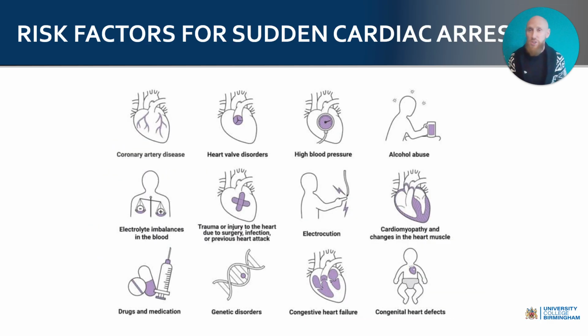Now, sometimes there's a bit of a question mark around why some of the sudden cardiac arrests happen. So these are some of the reasons why. There might be some coronary artery disease, some heart valve disorders, high blood pressure, alcohol abuse, electrolyte imbalances in the blood. There may be some trauma to the heart. So they might have been struck in the chest by something. It might be electrocution, cardiomyopathy, changes in the heart muscle. Drugs and medication can obviously lead to cardiac failure. Any genetic disorders that have been passed on, and any defects that they might have.